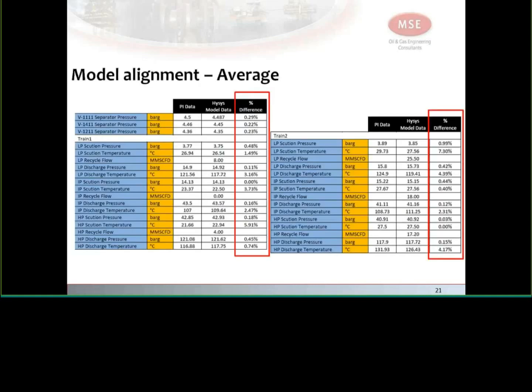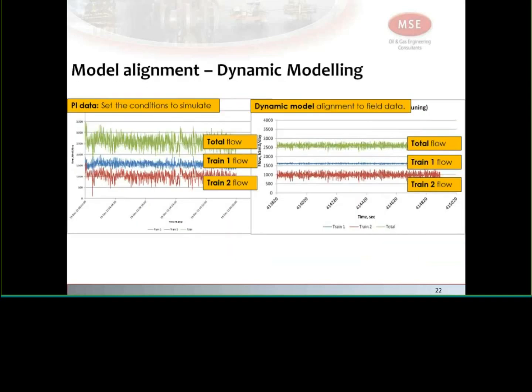So what we did is we took the real data. We obtained the data from PI, and then we compared it, without taking the assumptions that we made through this data, against our HYSYS model. So this is just a table showing the average difference during the model. But I think the next slide will probably make much better sense.